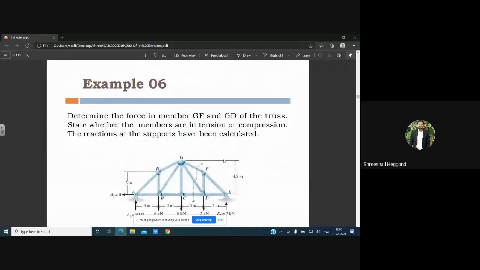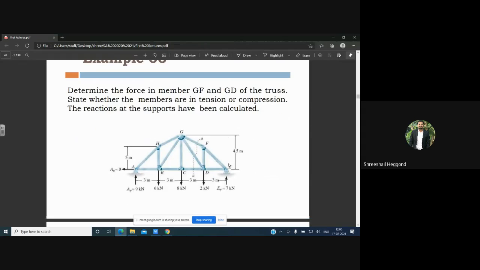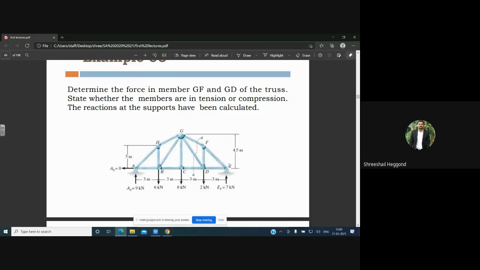Next, for this example also we have done example number 6. I hope this problem was given to you people. Yeah, we solved it here only.